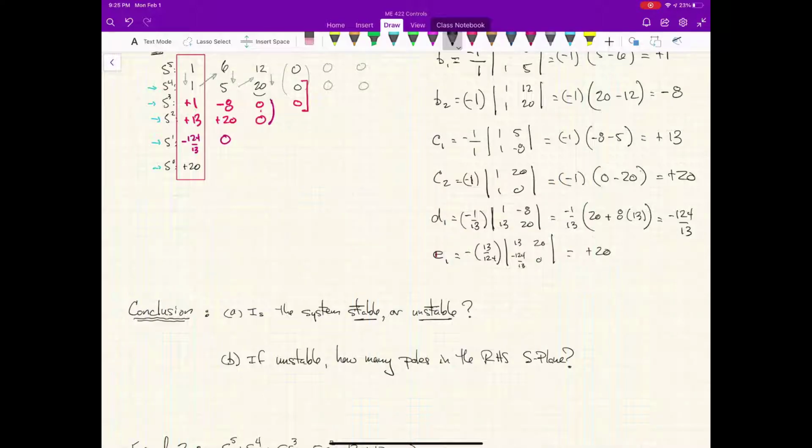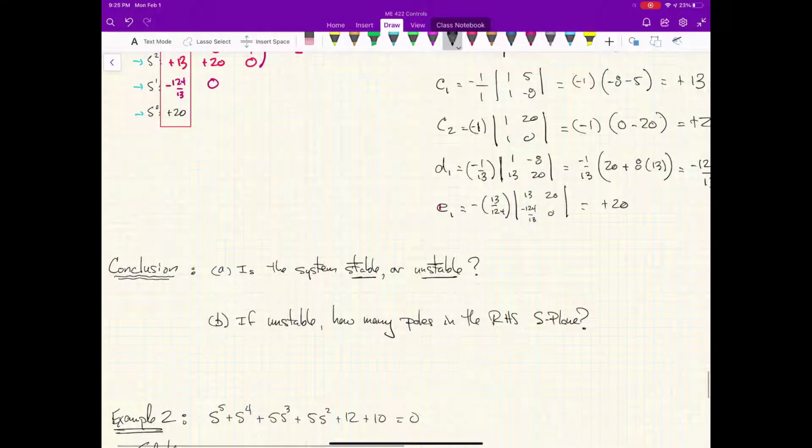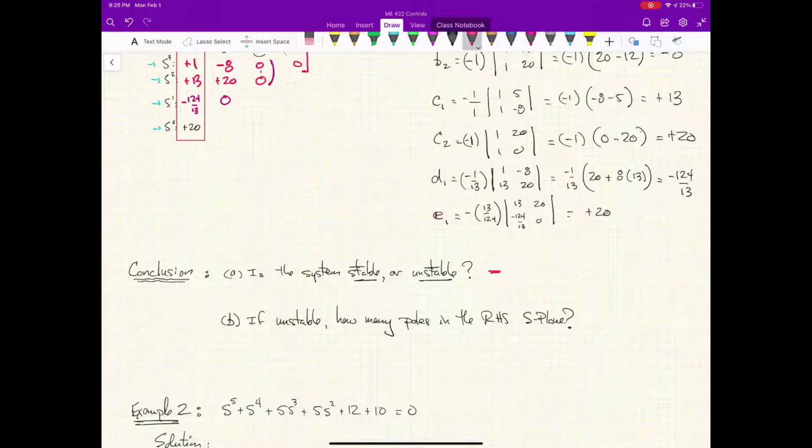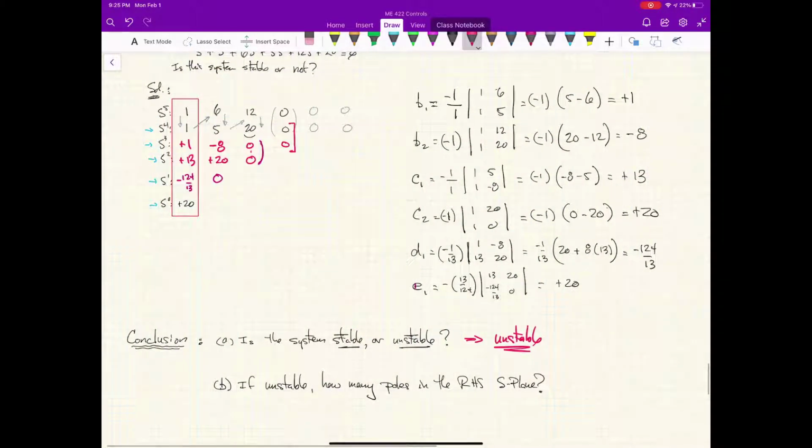Okay, well, we've already established that the system is unstable. So let's answer the question here. Is the system stable or unstable? The answer is unstable. And if it's unstable, how many poles are on the right hand side of the S-plane? We have as many poles on the right hand side of the S-plane as we have sign changes in the first column of the Routh array.